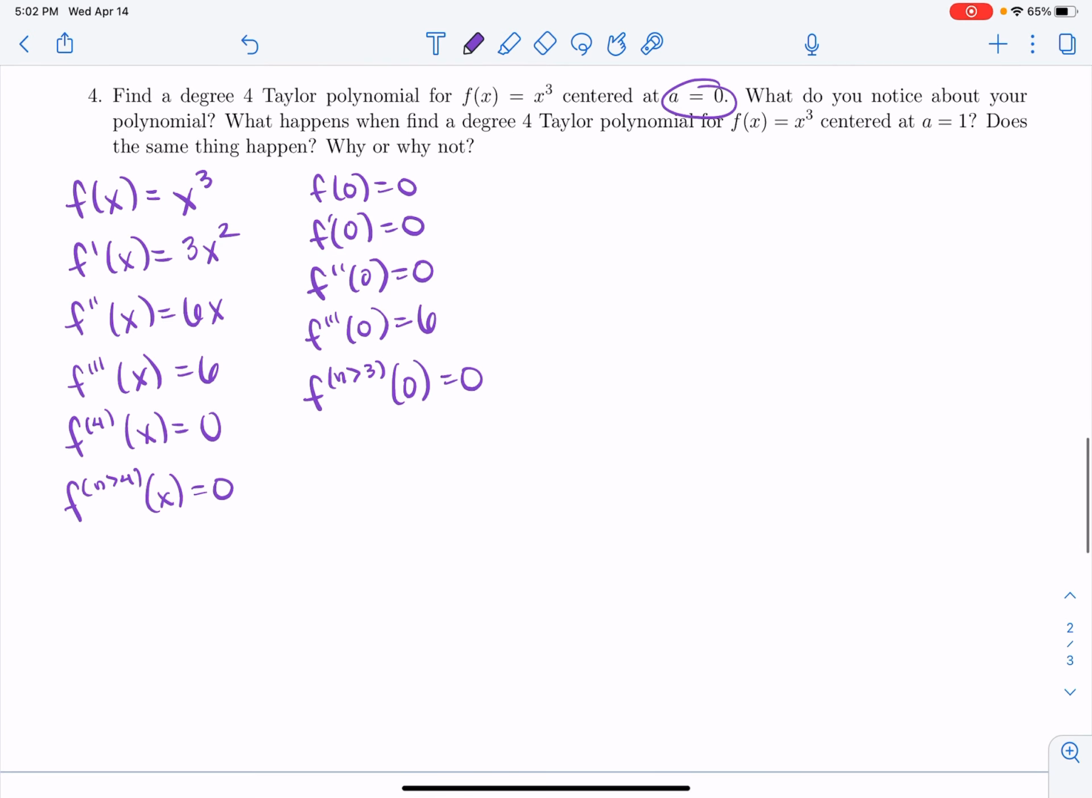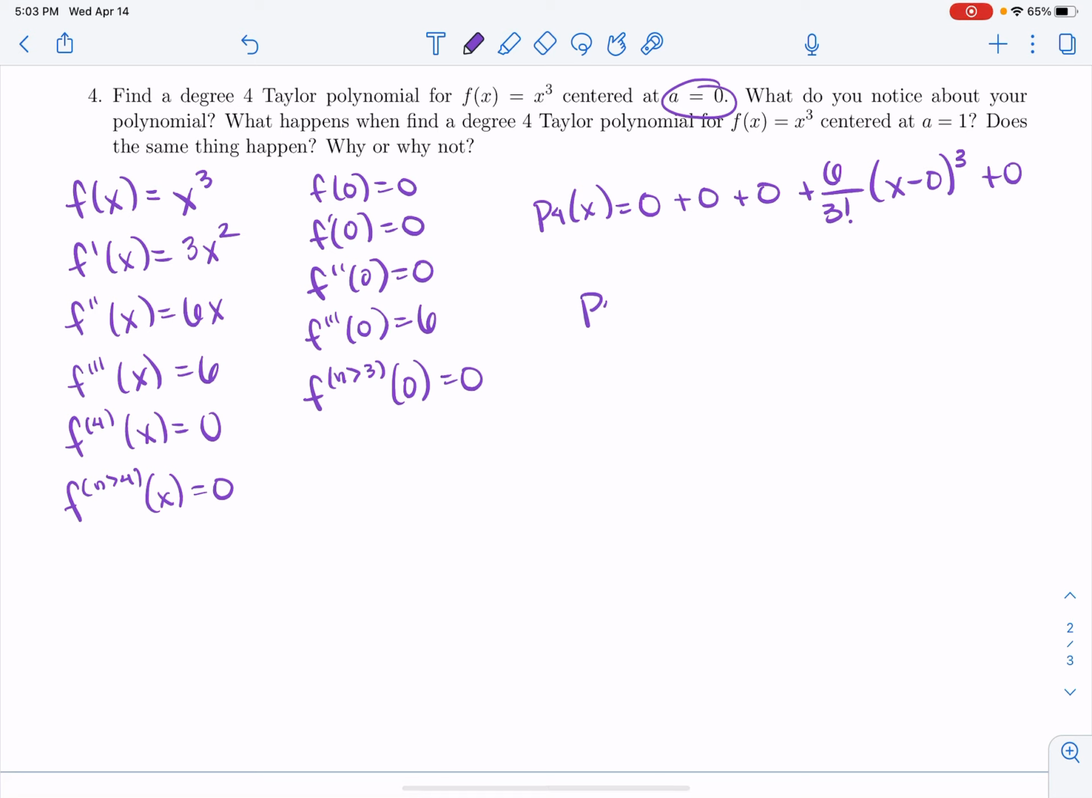Okay, so let's plug it in. So P4, actually I'll just write it over here because we don't need much space for this. P4 of x is equal to 0 for the constant term, plus 0 for the linear term, plus 0 for the quadratic term, plus 6 over 3 factorial times x minus 0 cubed, and then plus 0 for that 4th term. Okay, and what is 3 factorial? 3 factorial is 3 times 2, which is 6. So P4 of x is equal to x cubed.